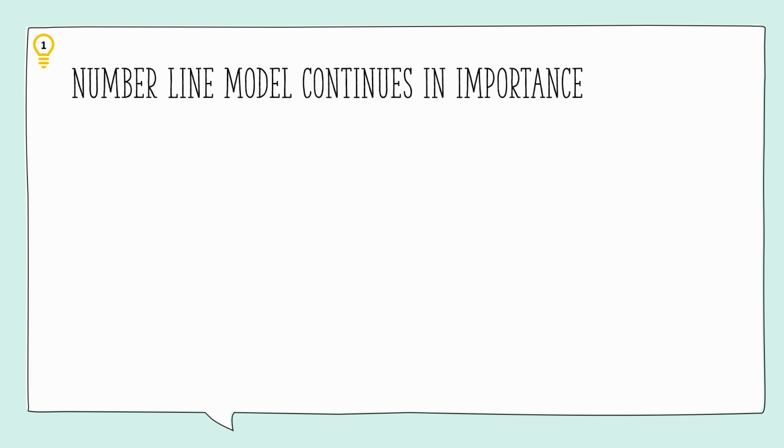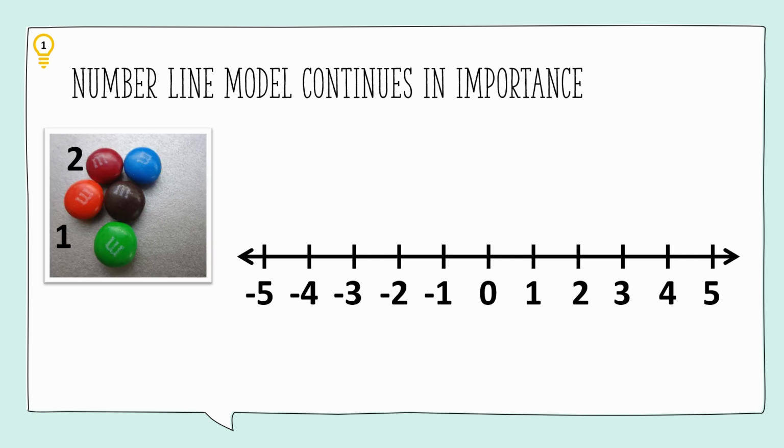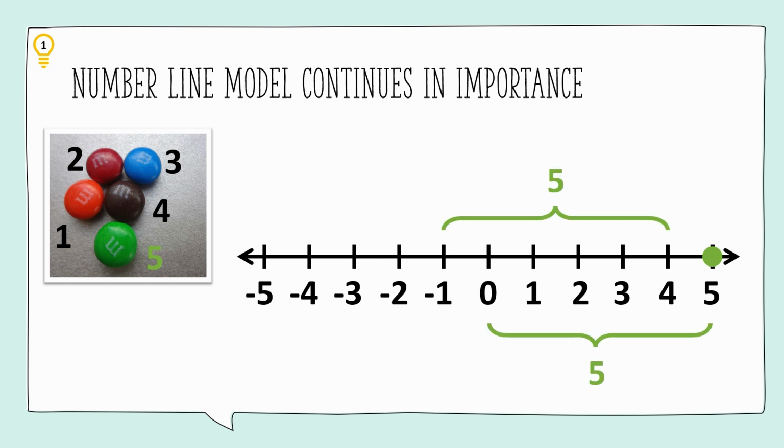In grades 6 through 8, the number line model continues in importance as students begin to experience numbers in more abstract ways. Previously, a student might count 5 M&Ms and find the number 5 as a quantity on the number line. However, 5 is not only a quantity and a position on the number line, it is also a distance between 2 quantities on a number line, like between 0 and 5, or between -1 and 4.